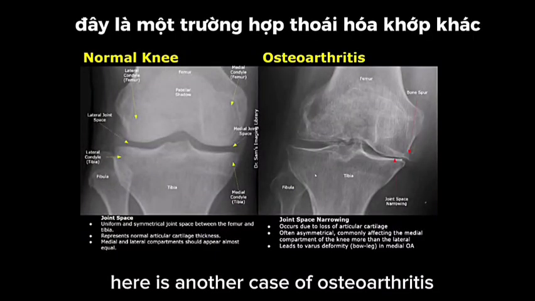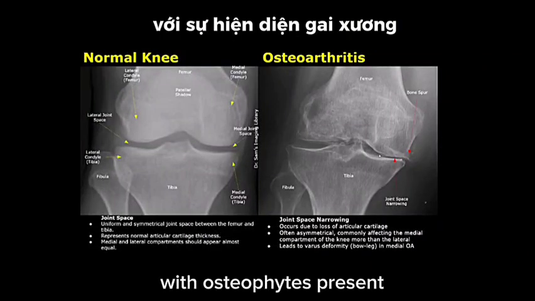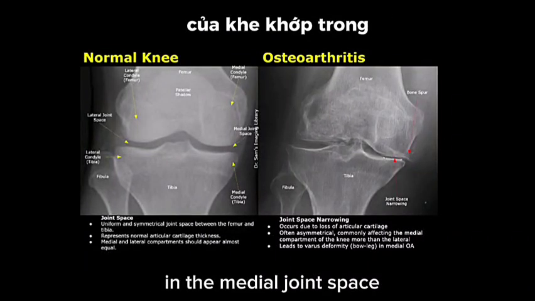Here is another case of osteoarthritis. You can see medial joint space narrowing, with osteophytes present. There is a significant reduction in the medial joint space.